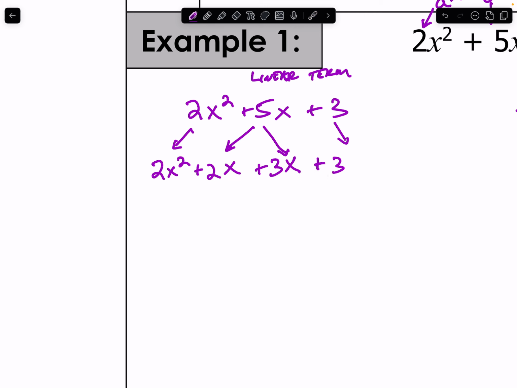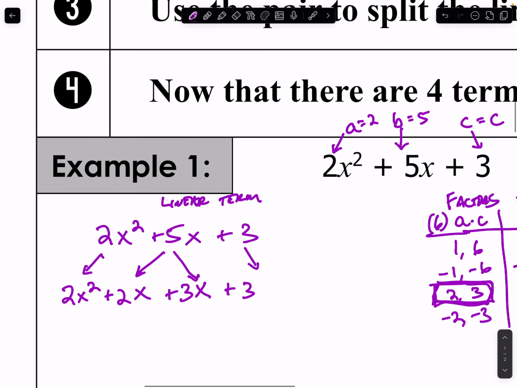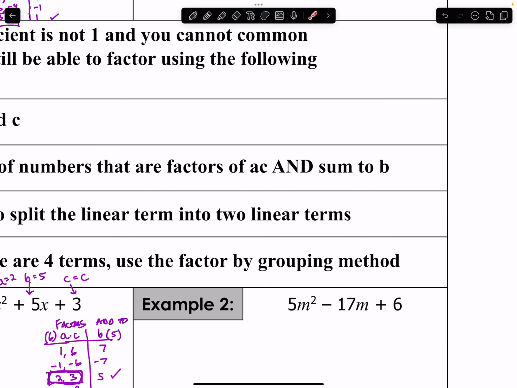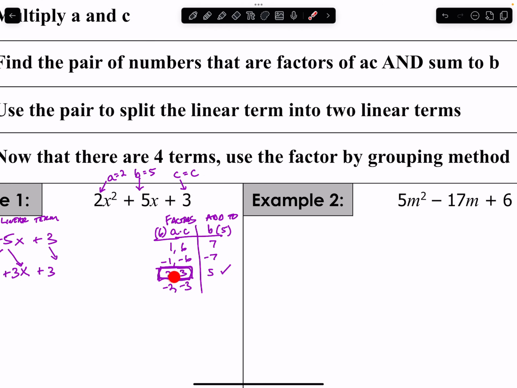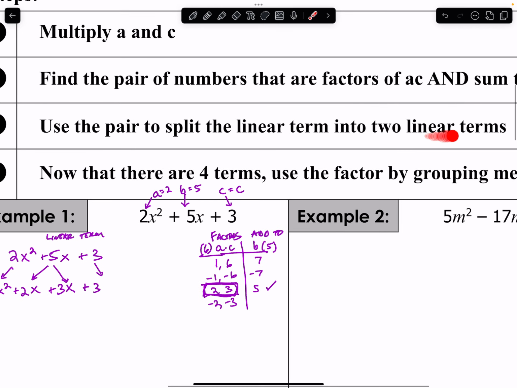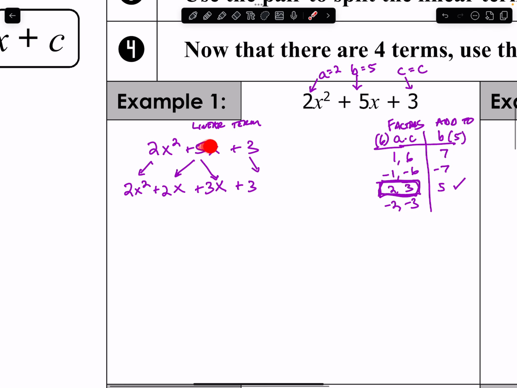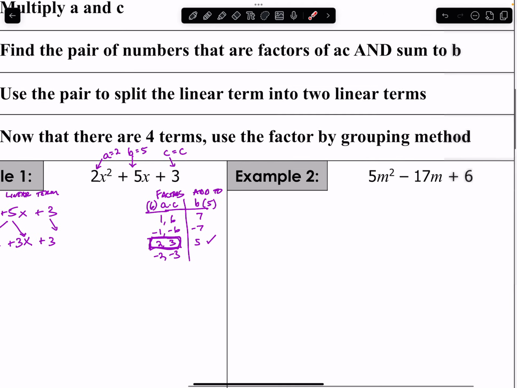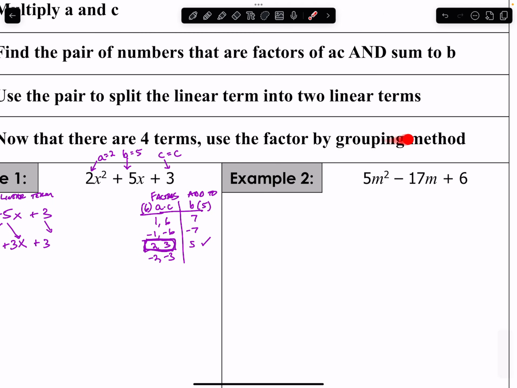All right, so now that I've split the middle term, I just want to show you. We did step 1, we multiplied a and c. Then we found the pair of numbers that are factors of a times c and add to b. That's what this list does. We found that pair. That was step 2. Step 3, use the pair to split the linear term into 2 linear terms. So we're splitting that linear term into 2 linear terms using these guys. 2 plus 3 is 5, so I'm just unadding that. Now we're on step 4. Now that there are 4 terms, use the factor by grouping method.